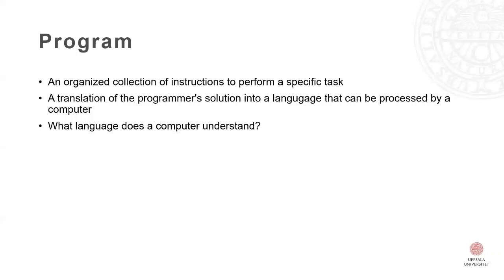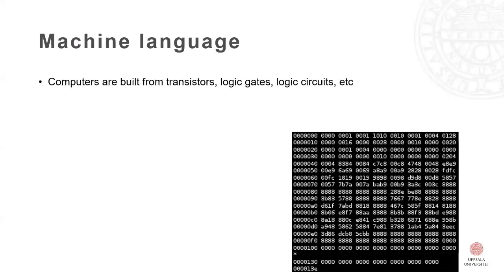But what is the language that the computer understands? If we go back to the previous lecture, we remember that the computer is built of transistors, logic gates, logic circuits, etc. So those elements are the things that the computer understands, and the binary digits, etc., are things that are known to computers.